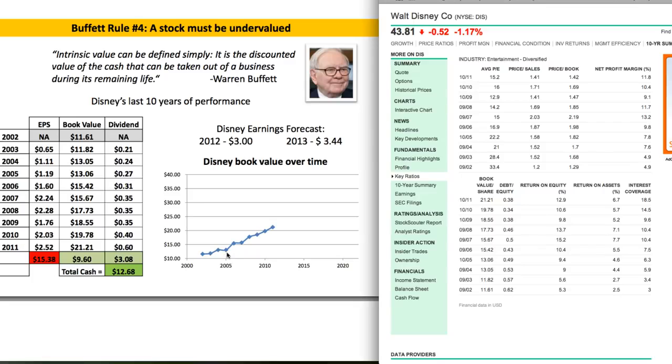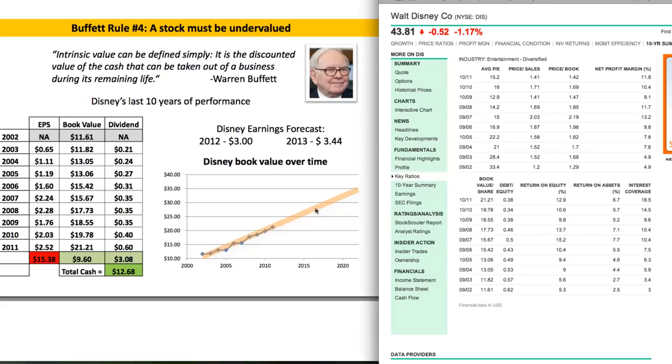When we look at this chart over here for Disney, look how that book value was growing very steady. This is really predictable for a company. And this is what we're really looking for. We're looking for a company that we can calculate their value. You can't calculate the value on a company that has book value all over the place, dividends all over the place, debt all over the place. That just doesn't work.